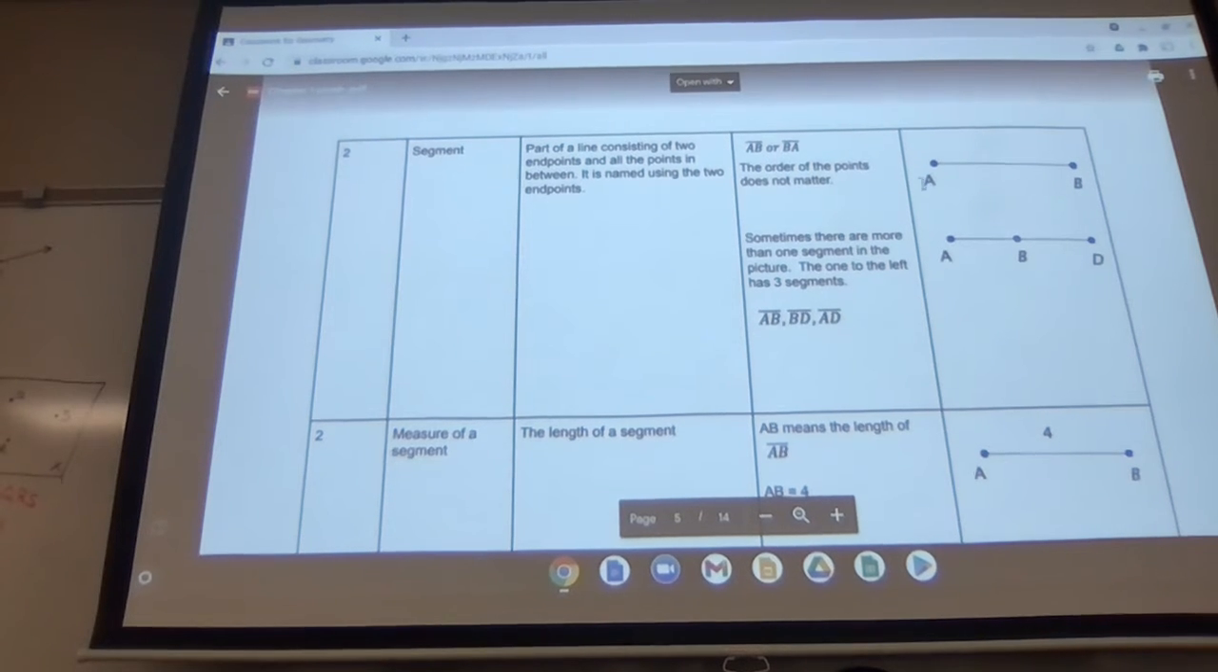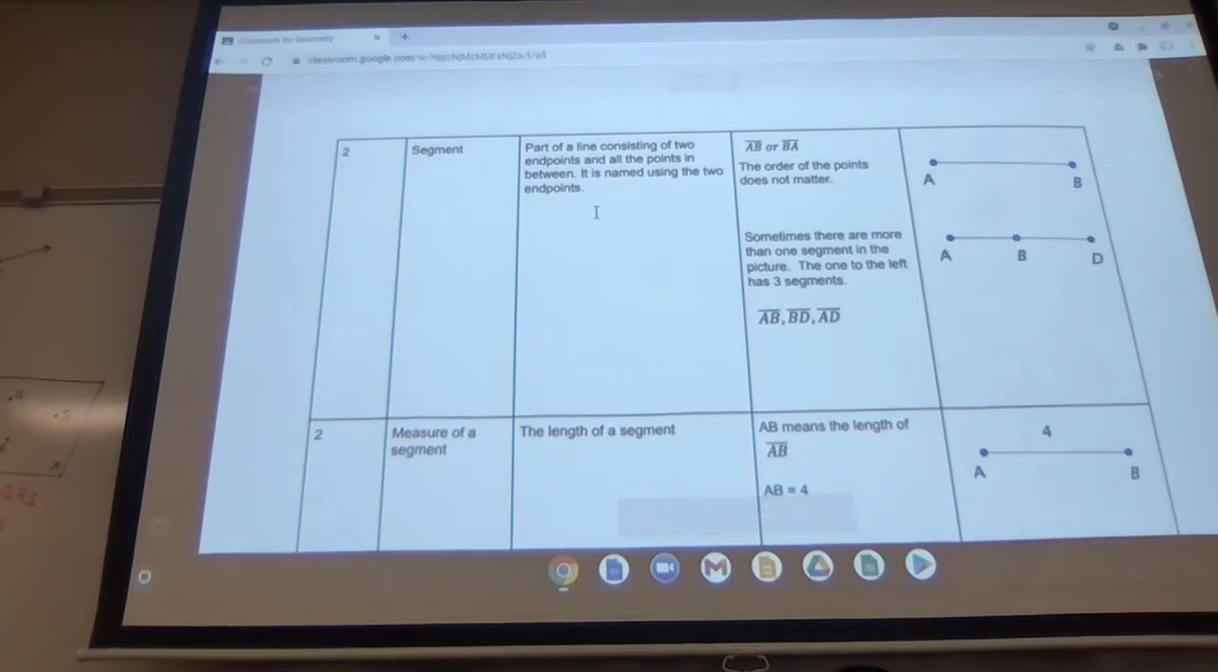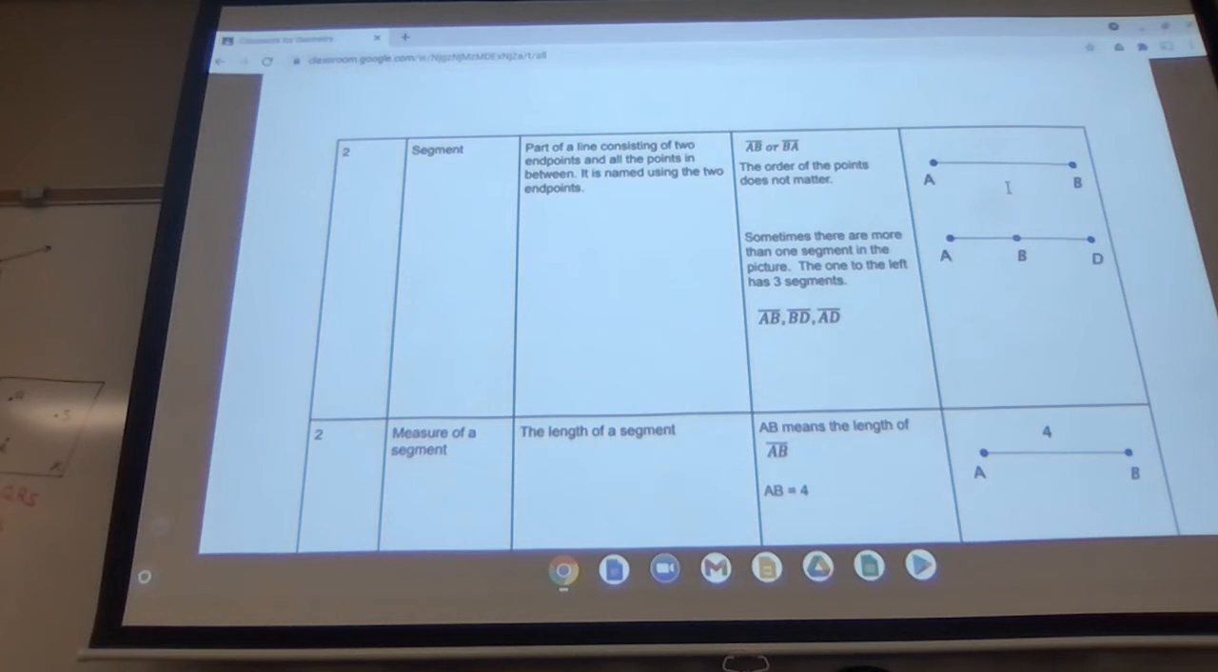This is a segment. You've got points A and B on the end. It stops at points A and B. Okay. So the definition of it is part of a line consisting of 2 endpoints and all the points in between. And when we name a segment, we name it by using the 2 endpoints. So this one over here, you could call segment AB, or you could call it segment BA. Once again, the order of the letters is not important. You just got to make sure you name it by the points on the end of the segment.